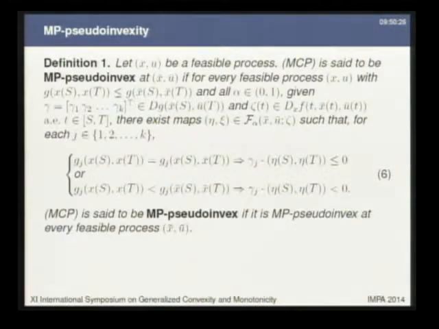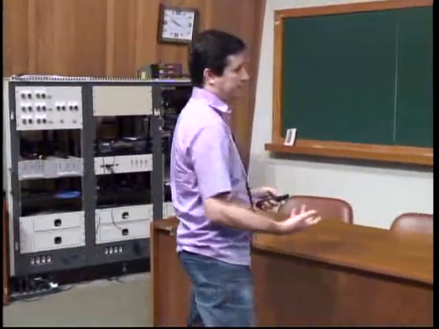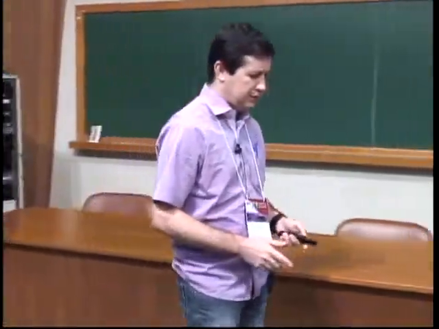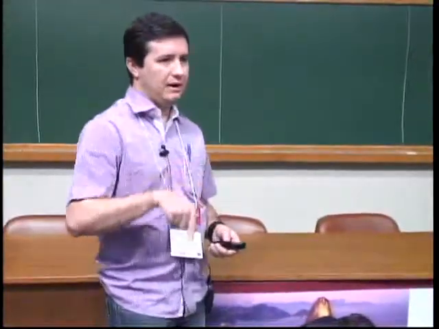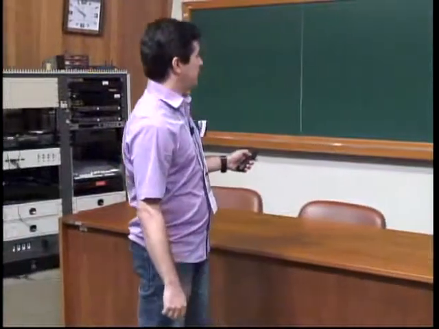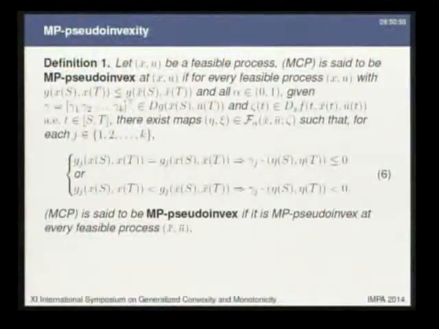This is the definition of NP pseudo-invexity for normal problems. So here we do not involve the multipliers. Remember that Geraldo used a set, capital gamma, which is a set of multipliers. So here, for this case, that set is not necessary. So let us take a look at the definition.